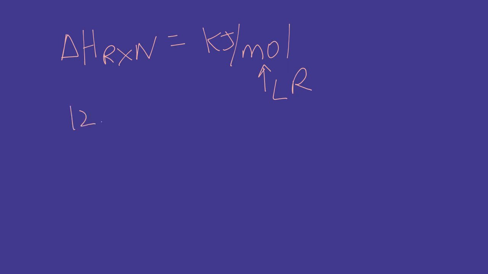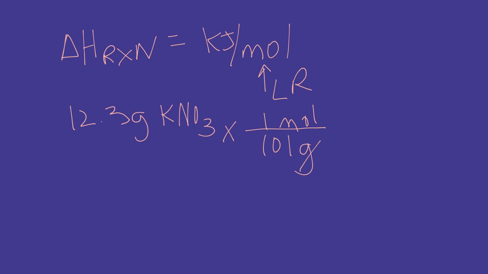So if we had 12.3 grams of KNO3 times, okay, we need to use the molar mass to convert it. So the molar mass, I'm using the rounded values, which should be pretty close in this case. So 101 grams per 1 mole. Grams cancel, so we do 12.3 divided by 101. And that is going to equal 0.122 moles. And so now I have my mole value, and I have my kilojoule value.